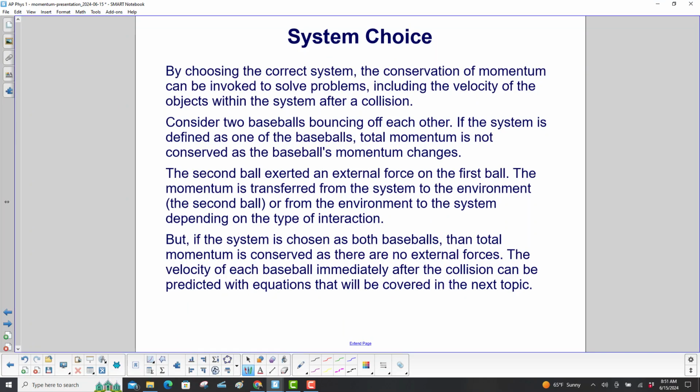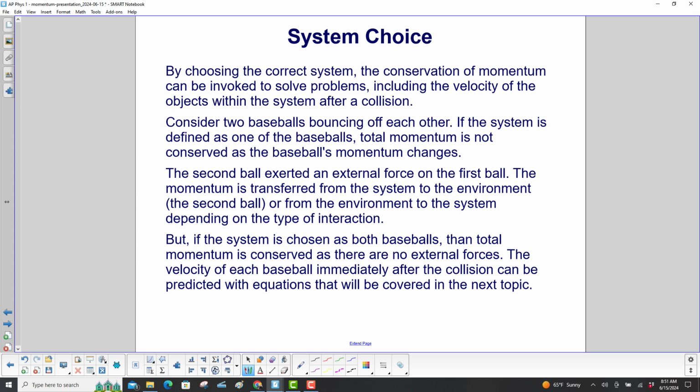By choosing the correct system, the conservation of momentum can be invoked to solve problems, including the velocity of the objects within the system after a collision. Consider two baseballs bouncing off each other. If the system is defined as one of the baseballs, total momentum is not conserved as the baseball's momentum changes. The second ball exerted an external force on the first ball. The momentum is transferred from the system to the environment, the second ball, or from the environment to the system depending on the type of interaction.